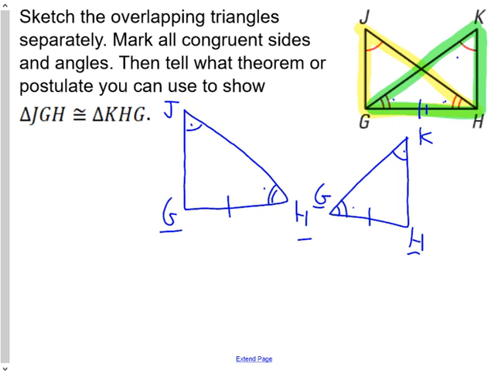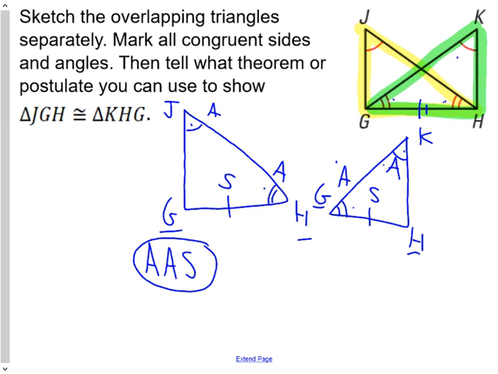We don't need two congruent marks, just one. And so now we have angle 1, angle 2, side, angle 1, angle 2, side, for angle, angle, side. So tell what theorem you can use to show they're congruent. That theorem is angle, angle, side.